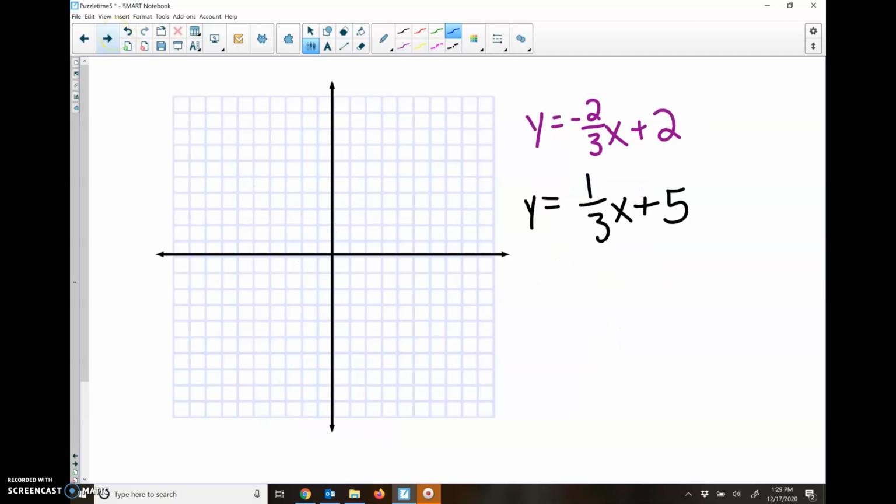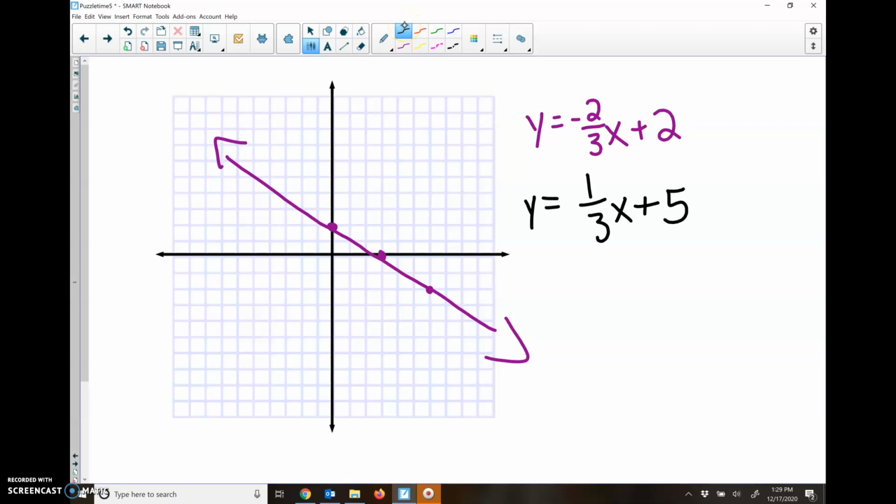And the last one, number 7. So we'll do the top one in purple, -2/3 x plus 2. So there's my plus 2, starting up 2, and then -2/3. So that means down 2 and right 3. Down 2, right 3. Oh, there we go. There's a straight line. I did it once.